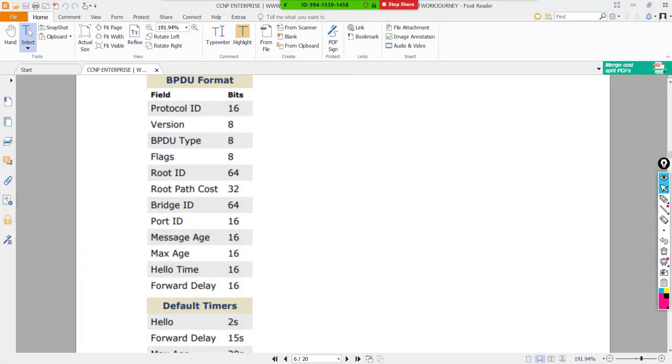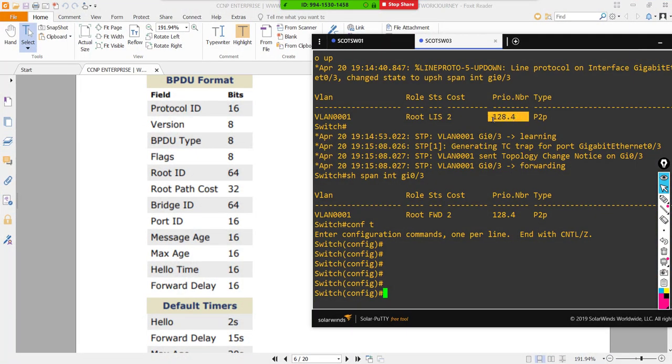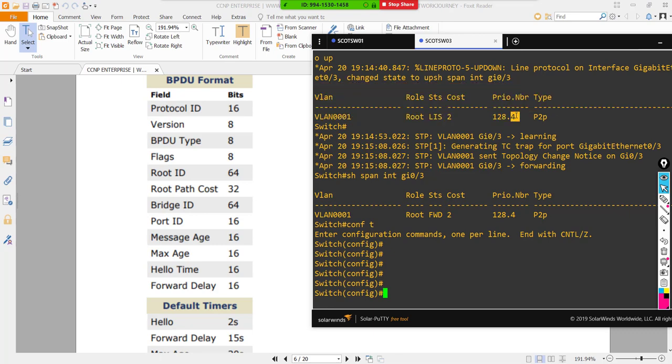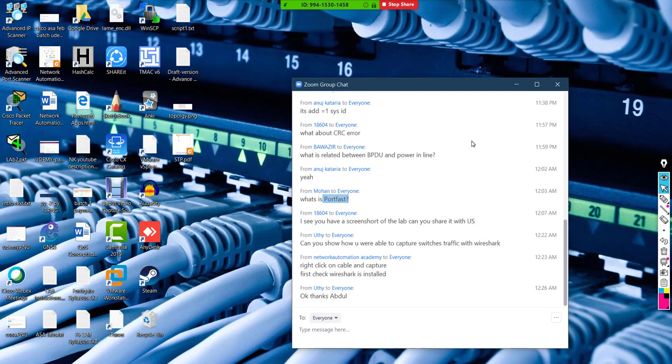Okay, so you're talking about this one, right? 128 dot something, 128 dot something. So I think we can change this, but I'm not sure in which scenarios. Okay, I think in case you don't want to manipulate the cost, then you might have to deal with the priority. Correct. Yeah. So you can change this. Okay, you can change the priority, but yes, this is a constant number which you cannot change. So let me quickly check this.